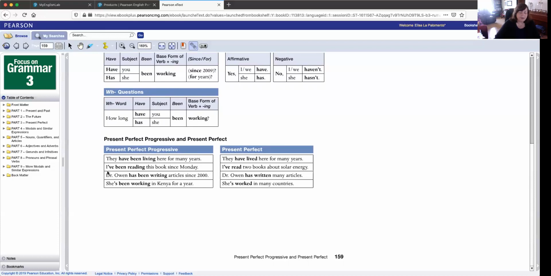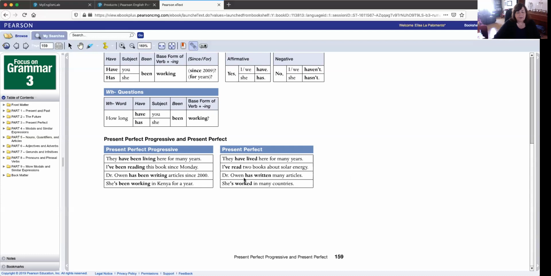And the same thing here, present perfect progressive. Dr. Owen has been writing articles since 2000. So this means that Dr. Owen started writing articles in 2000, but she is still writing articles. Present perfect tense, we have Dr. Owen has written many articles. Again, there's no time word, so we can't use simple past tense. This is present perfect tense in an indefinite time.